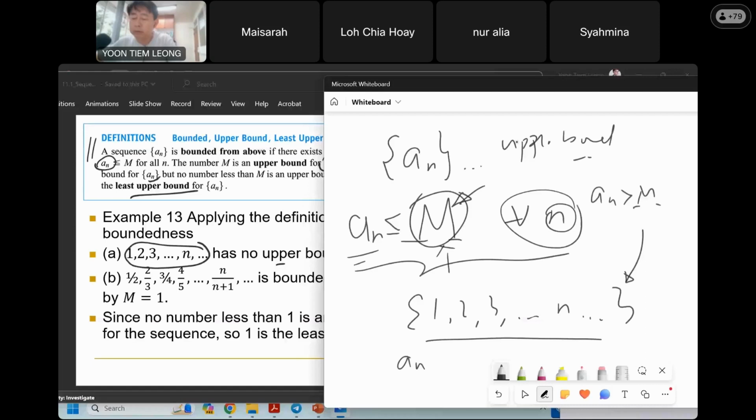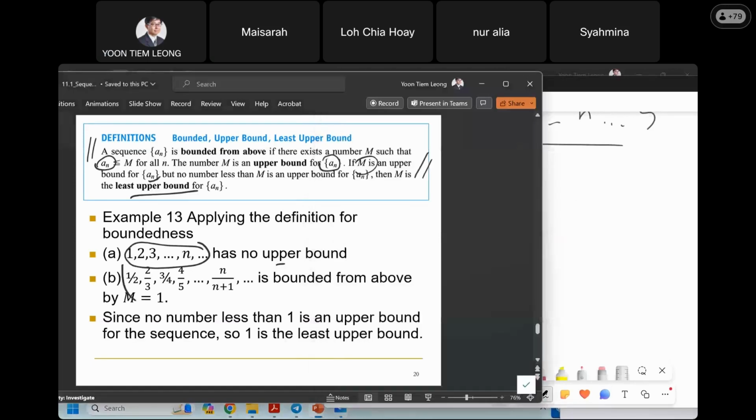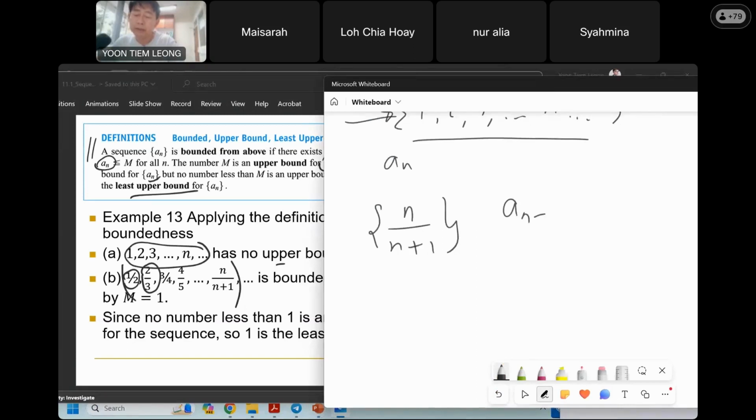Now, how about this sequence? A sequence of n over n plus 1. I have already explained to you that such a sequence is non-decreasing. Okay, so the next term is always larger than the term before it. So it is fair to say that the sequence an is a non-decreasing sequence because the next term is always larger than the term before it.